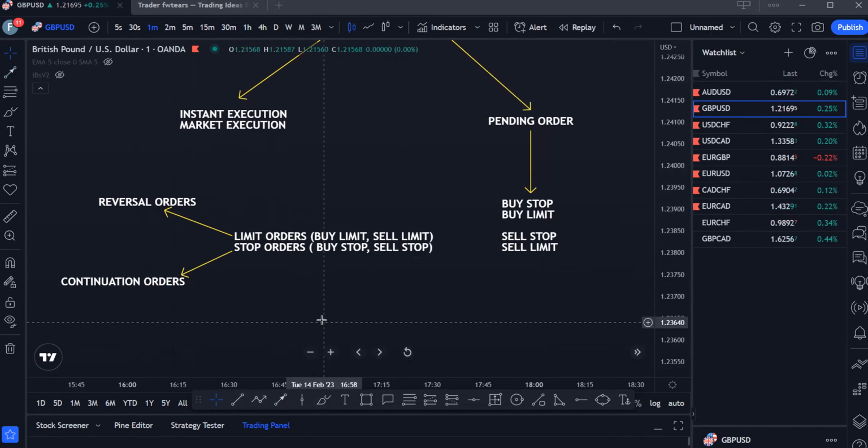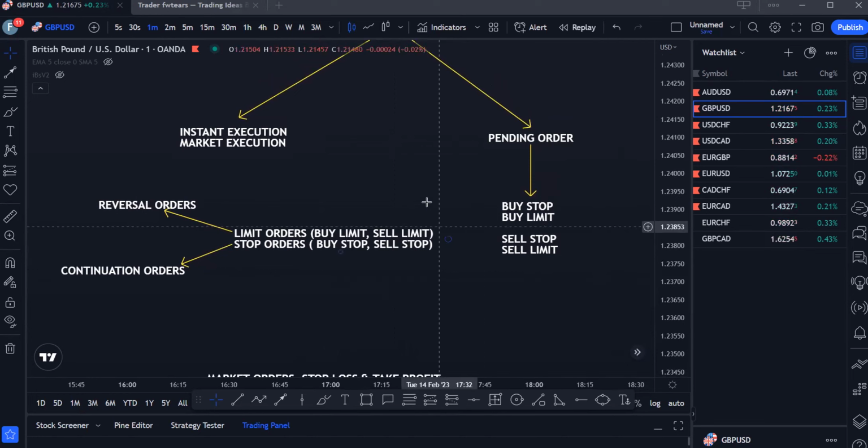All right. So for pending orders, we have two categories. You have limit orders and then you have stop orders. It's under limit orders that we have the buy limit and then the sell limit, right? It's under stop orders that we have buy stop and then sell stop. When you use limit orders is when you want to enter into a reversal trade. When you use stop orders is when you want to continue in a particular market direction. Okay, so let's delve into the examples individually.